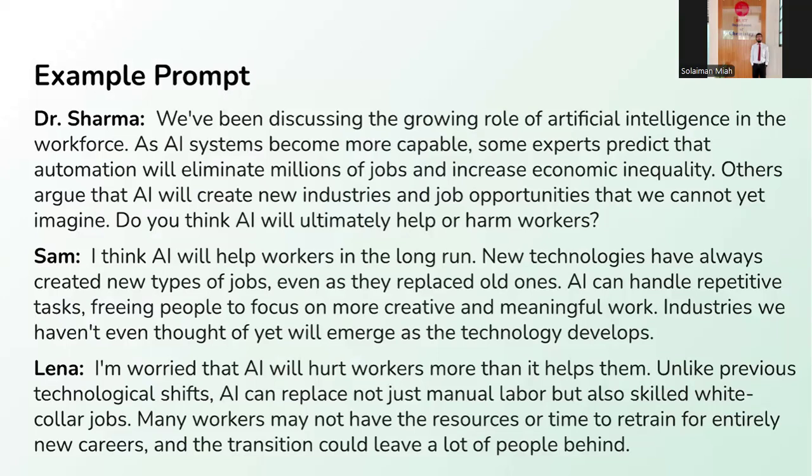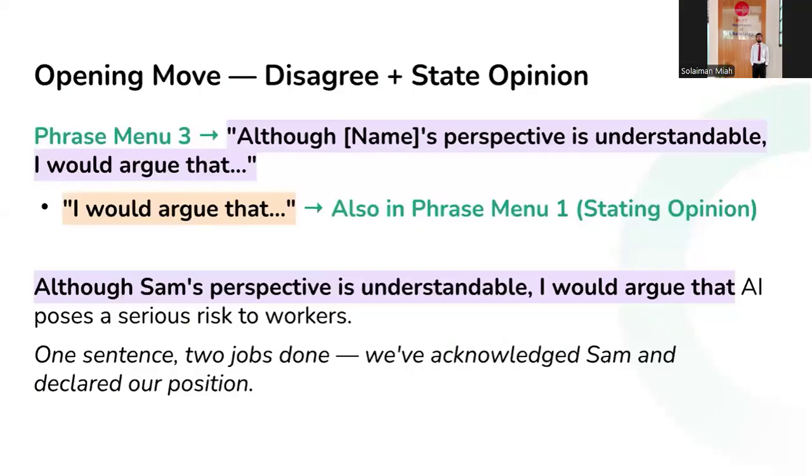We're going to side with Lena on this one and build a response from scratch, pulling phrases from the guide as we go. Let's start with our opening. We need to signal right away which side we're on. One efficient way to do that is to combine a disagreement with Sam and a statement of our position in a single sentence. The disagreeing menu gives us a phrase for this. Although Name's perspective is understandable, I would argue that.